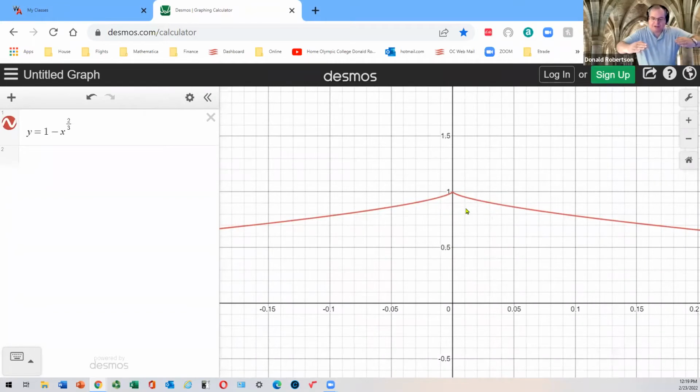Can you see a funny little, like the roof of a house? Do you see a little peak? At that point at x equals 0, the derivative does not exist. You cannot find a tangent line at one of those peaks. And because it's not differentiable at that point, we cannot use Rolle's theorem. And that's essentially what that question is about.